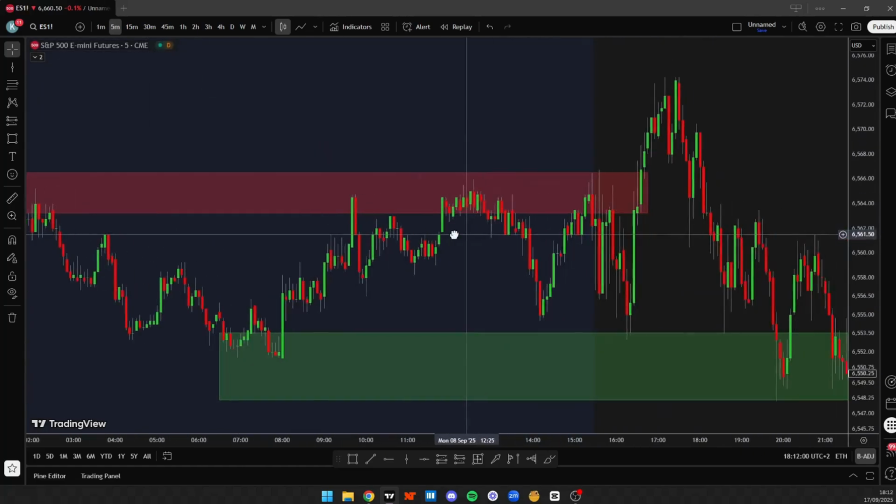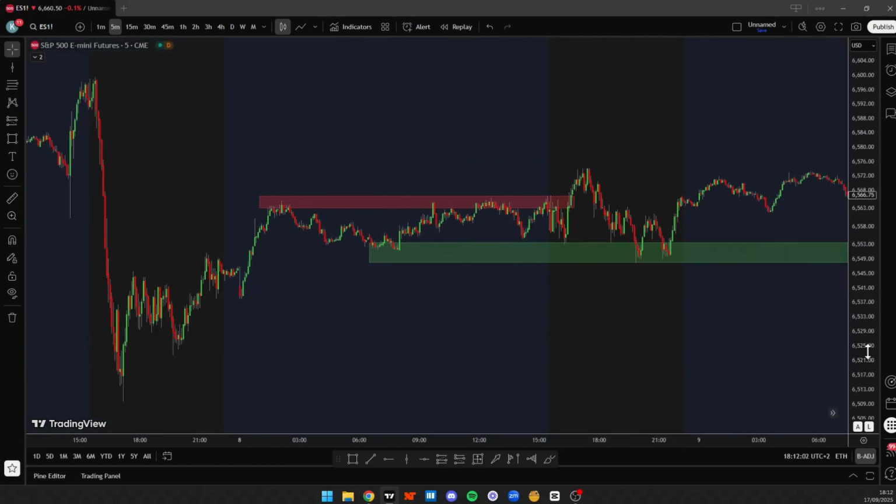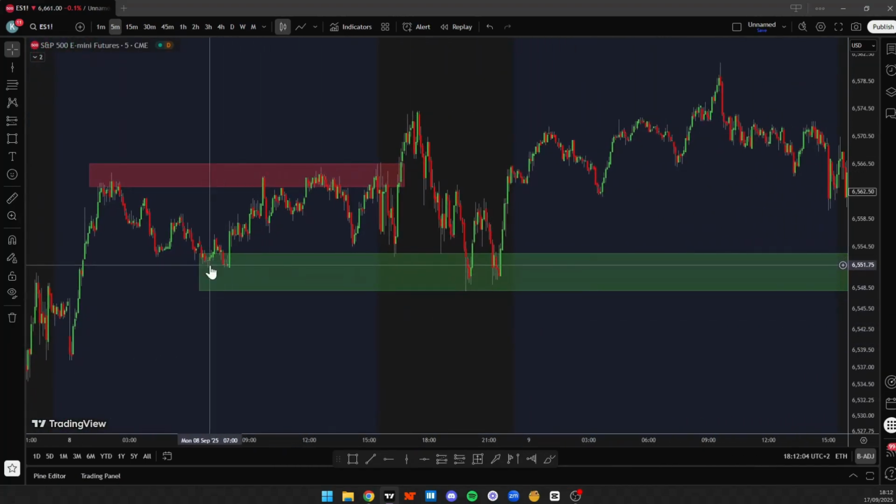Now I'm going to show you another example right here. I'm going to stay on the 5-minute. And as you can see, we had these lows here, and then in this trading session we made more lows.